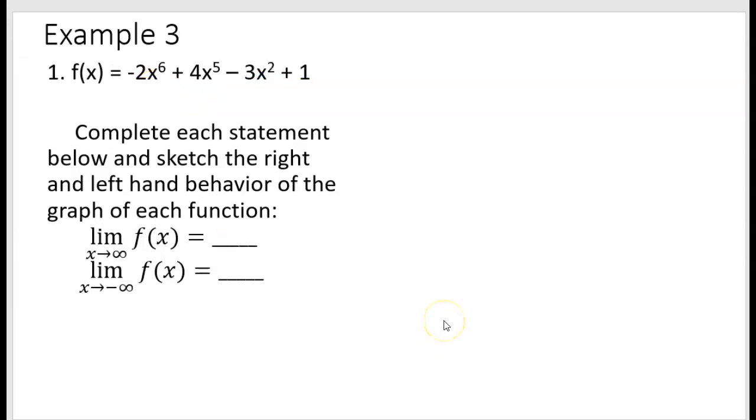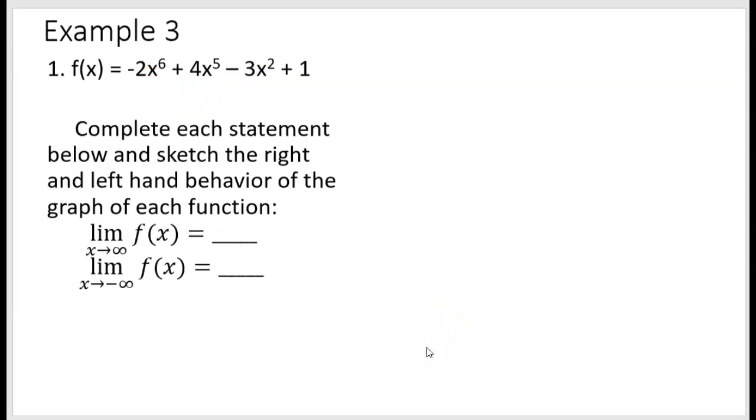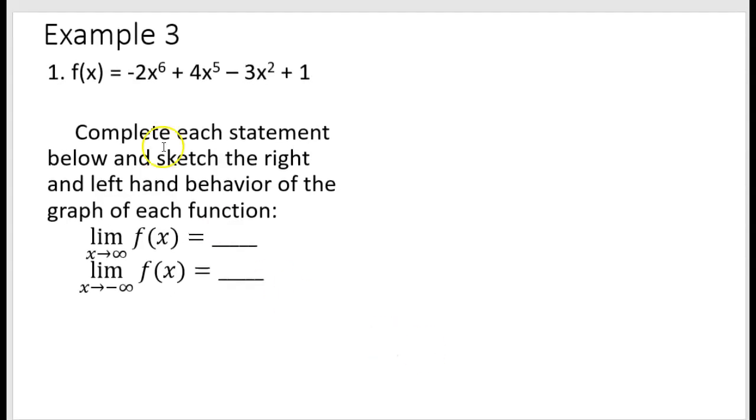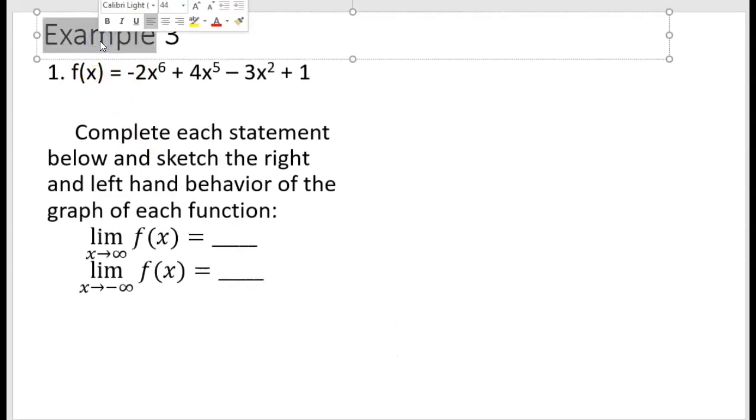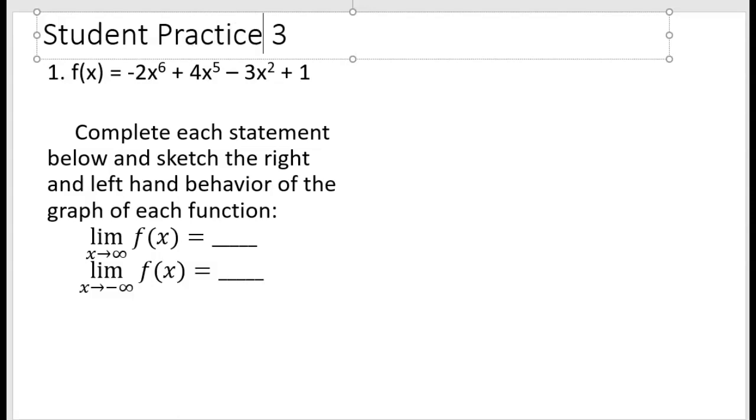All right, so last example here. Your turn. It says example, but it's actually student practice. I'll change it right now. Go ahead and pause the video here and see if you can find the answer. When you unpause it, you will see the solution.